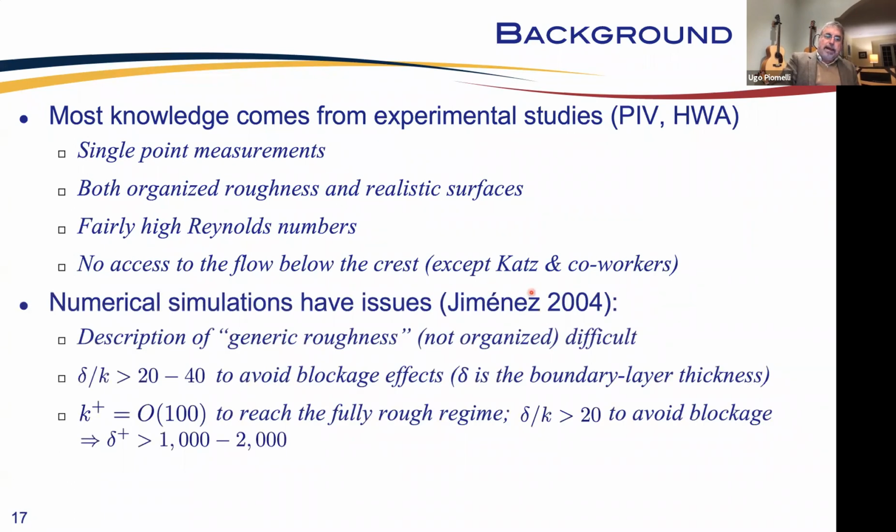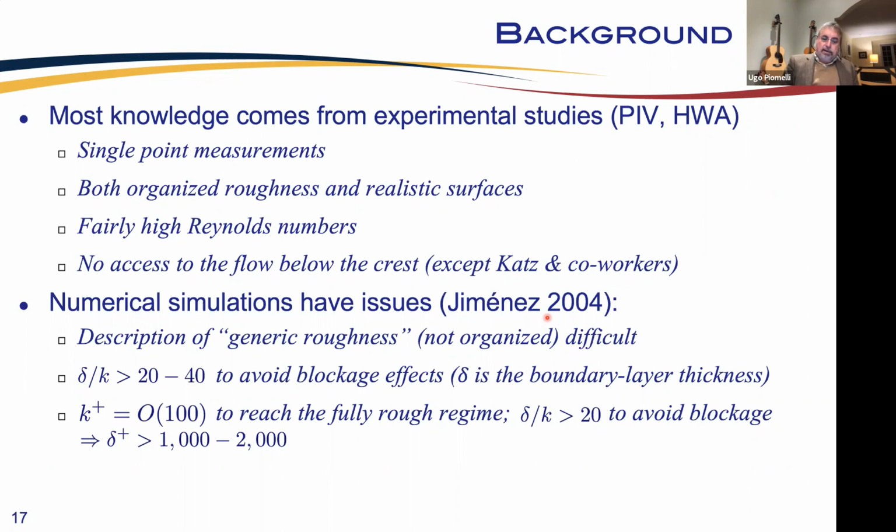There have been issues with numerical simulations that were summarized in an annual review paper by Javier Jimenez in 2004. And at that time, the description of generic roughness, meaning not organized, so not square cylinders or sinusoidal eggshell shapes, is difficult. The more important limitations are the fact that you want your roughness height to be much smaller than the boundary layer thickness or the channel half height to avoid blockage effects. If delta over K is, say, 10, then your obstacle is 10% of the boundary layer thickness, and it's not roughness, it's an obstacle.